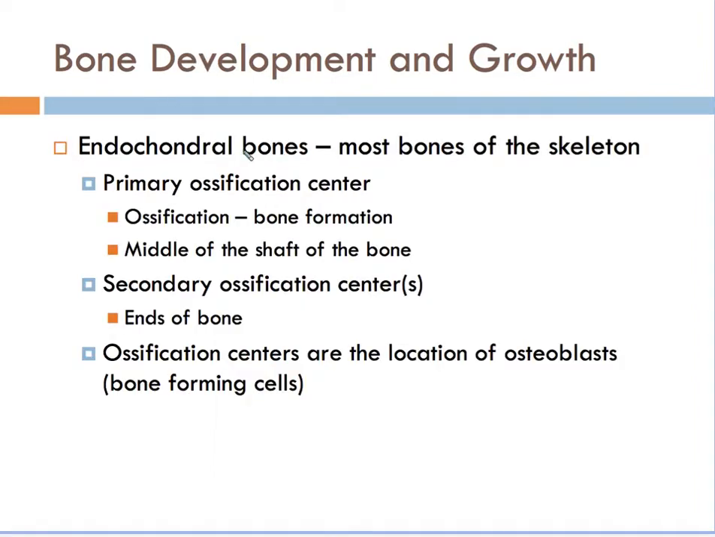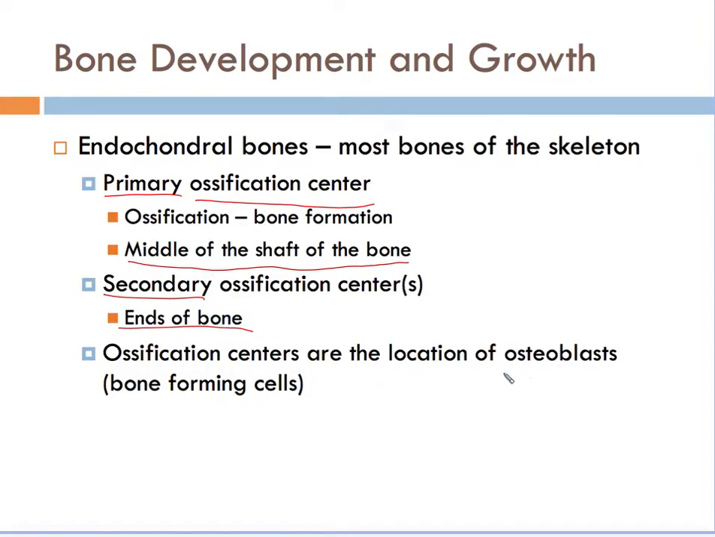For endochondral bones, most of the bones of your skeleton are endochondral. They have two primary bone forming centers called ossification centers. You have a primary ossification center, the primary bone forming center, and a secondary ossification center, or bone forming center. Your primary center is found in the middle of the bone. Remember, that's called the diaphysis. So your diaphysis houses your primary ossification center. Your secondary ossification center is found at the ends of bones, which is called your epiphyses.